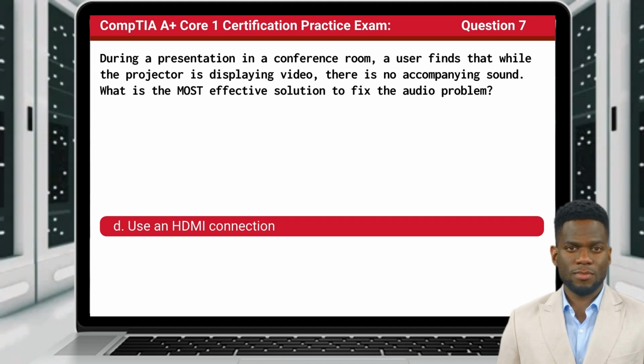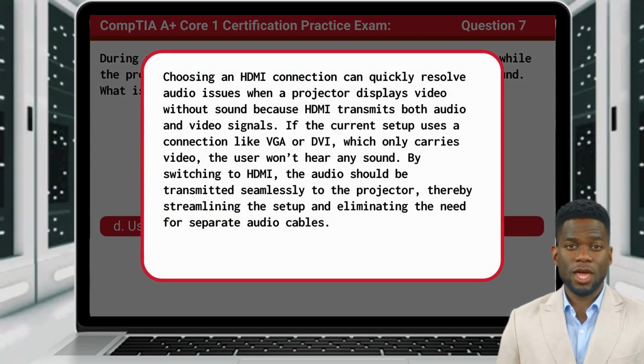The answer is D. Use an HDMI connection. Choosing an HDMI connection can quickly resolve audio issues when a projector displays video without sound because HDMI transmits both audio and video signals. If the current setup uses a connection like VGA or DVI, which only carries video, the user won't hear any sound. By switching to HDMI, the audio should be transmitted seamlessly to the projector, thereby streamlining the setup and eliminating the need for separate audio cables.